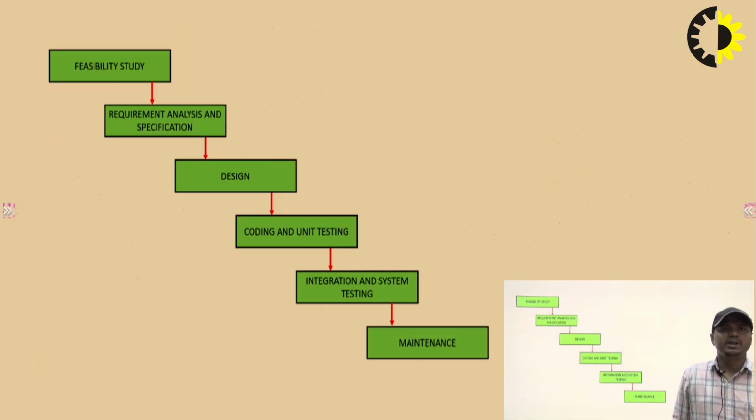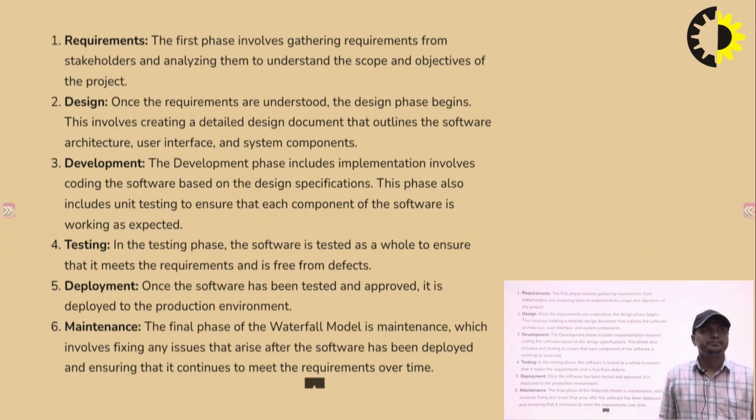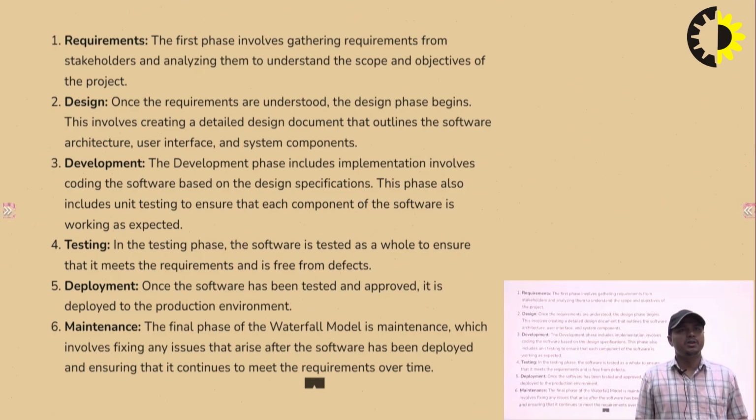This is the waterfall model. The phases are divided into different stages. First is the feasibility study, then requirement analysis and specification, design, coding and unit testing, integration and system testing, and last is maintenance. So we will discuss one by one the different stages of the waterfall model.